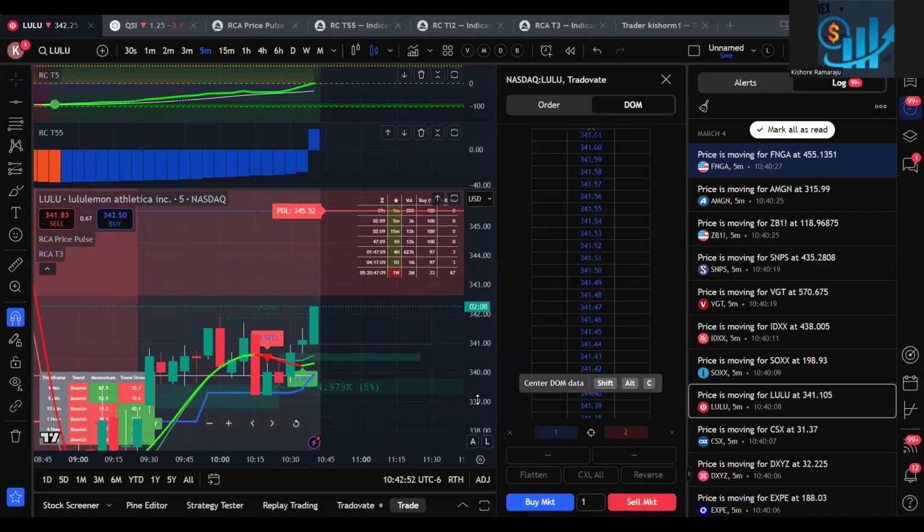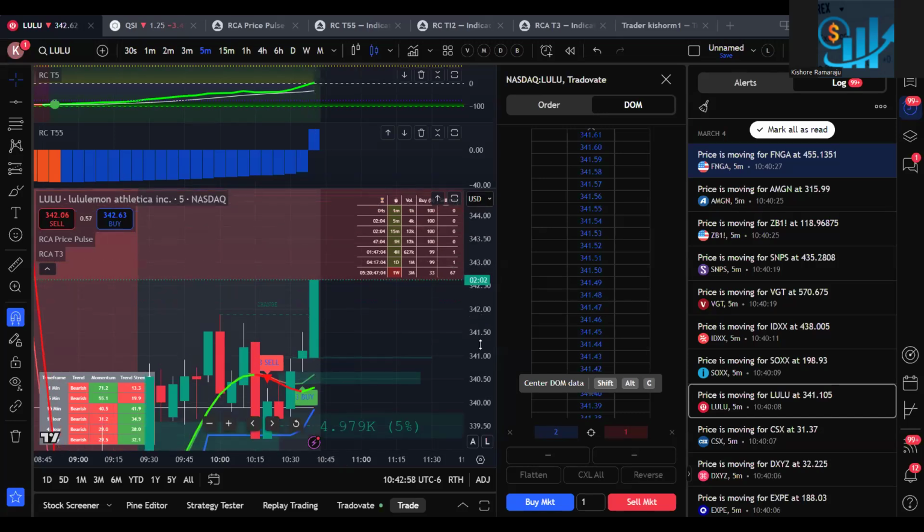So if there are any stock traders, they can just buy it. It will go all the way to 345 plus now.